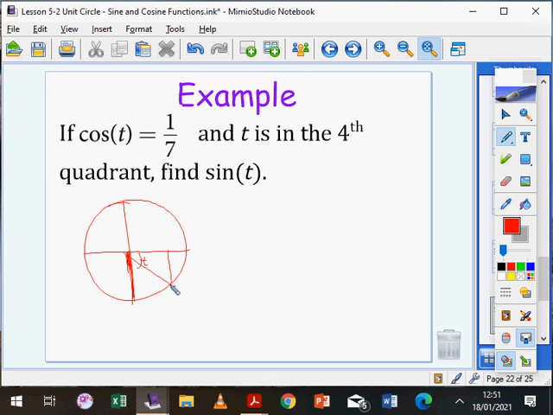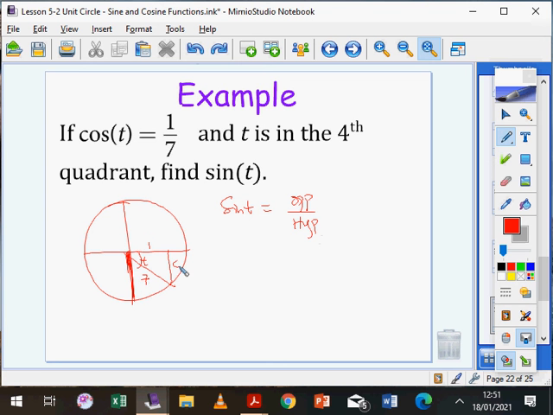The sine of t will be equal to the opposite over hypotenuse from SOHCAHTOA. But I don't know what the opposite is. It's right here. I don't know what that x value is. I can use Pythagoras to find the opposite. If I use Pythagoras, then I can see that 1 squared plus x squared equals 7 squared.